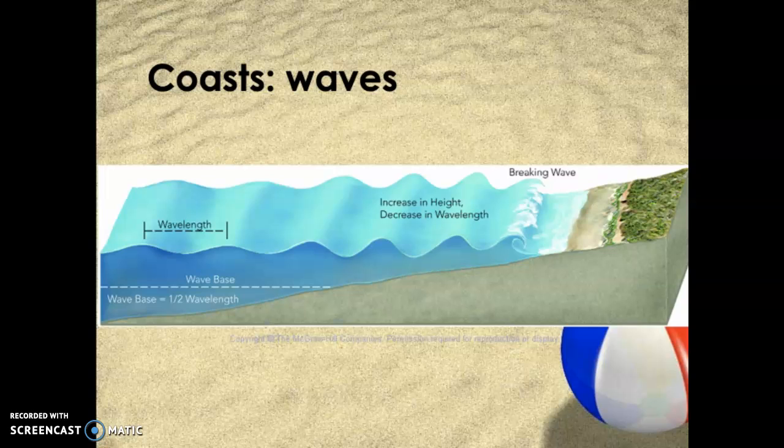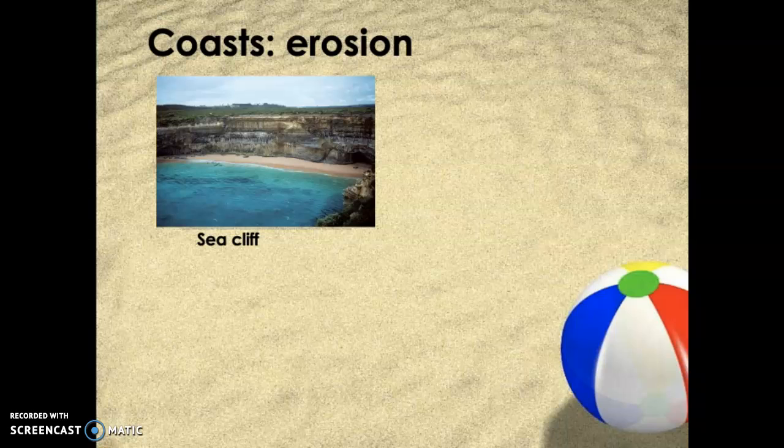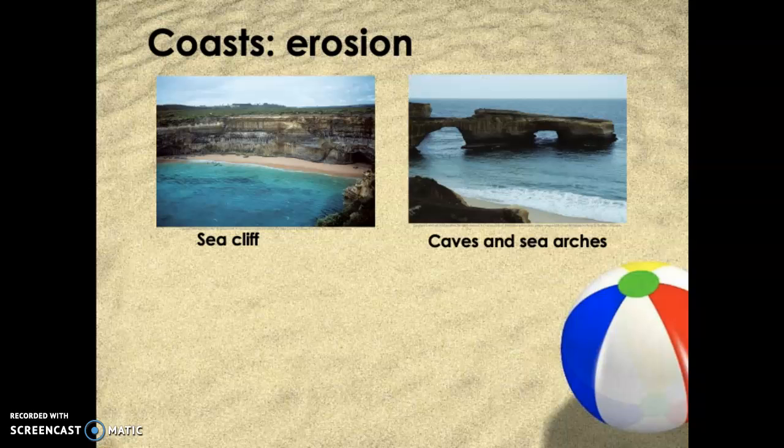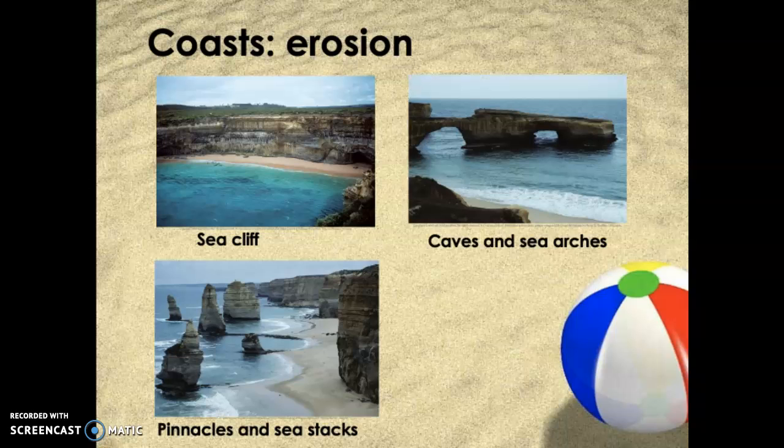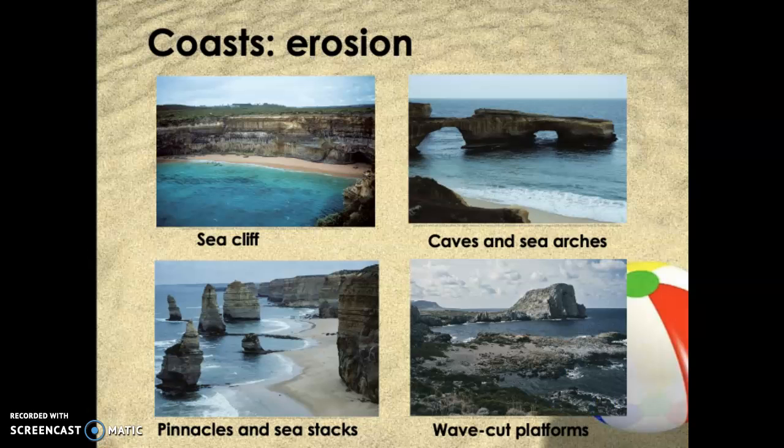So what do we see the waves doing? Well, they can do some erosion. So you'll find features like sea cliffs, caves and sea arches, pinnacles and sea stacks, and wave cut platforms.